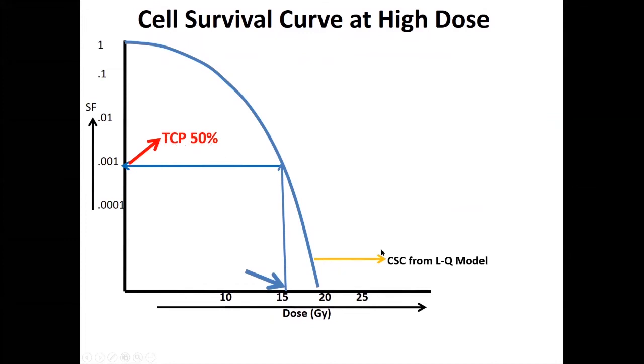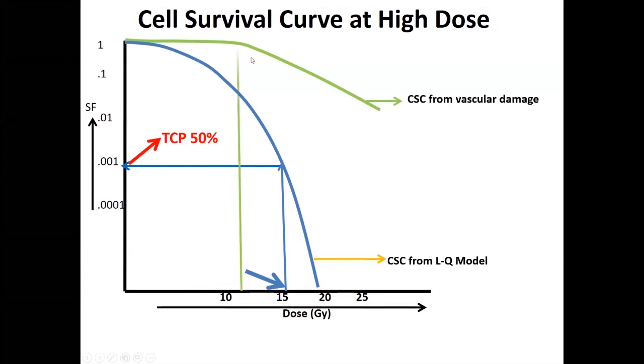So this is what we get from the linear quadratic model. But now we know that there is a third process of cell kill also, that is the vascular damage. And there is a threshold, around 10 gray, up to which this process will not trigger. After this, this process will be triggered and it will kill the cell. So it will reduce the survival fraction.